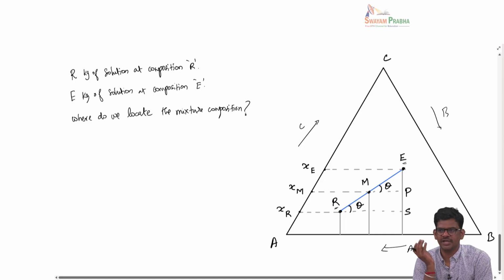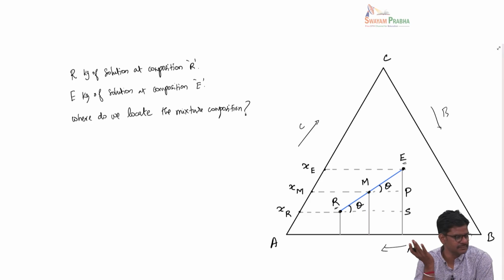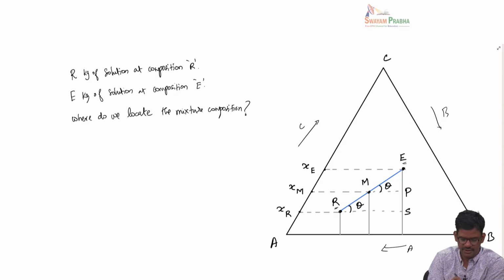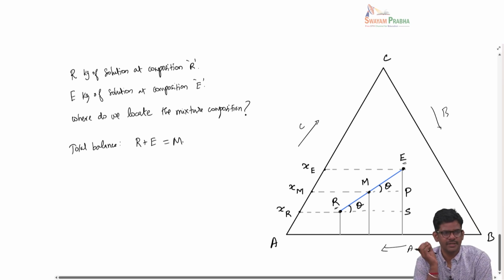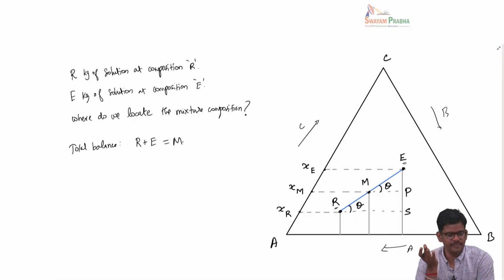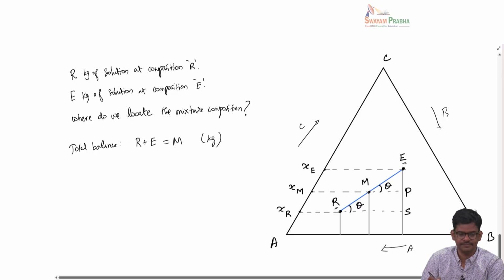So what would be the total amount of the solution after mixing? R plus C. Okay, so that is anyway straightforward. So the total balance we can do: the amount of liquid at composition M, the mixture at point M, will be just R plus C. Okay, so here everything is in kilograms.